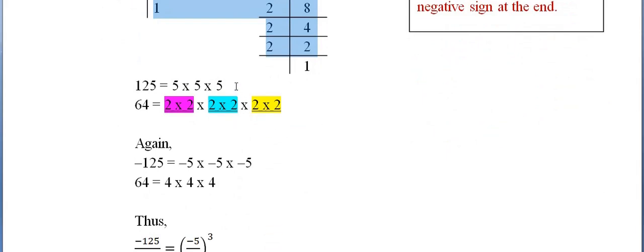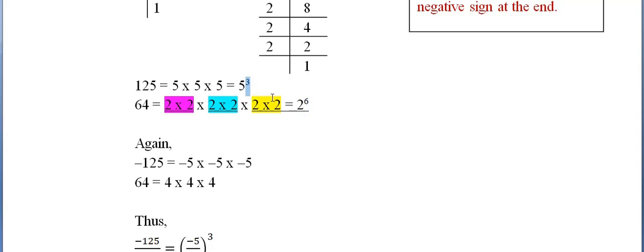But you must remember that there should be a balance between these two powers. As you can see here, this 125 has 3 5s, so 5 is repeating itself 3 times. But in case of 64, you can see that there are 6 2s. So it is like this: 2 to the power 6, and we can write it as 5 to the power 3. Now you can see here the powers are different, isn't it? It is 6 and it is 3.